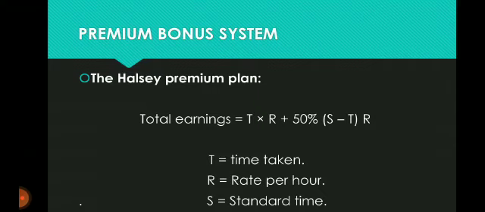Premium bonus system. First one, Halsey plan. Under this method, worker is paid for actual time taken at an hourly rate plus 50% of time saved as bonus. Total earning is equal to T into R plus S minus T into R into 50%. T is equal to time taken, R is equal to rate per hour, S is equal to standard time.